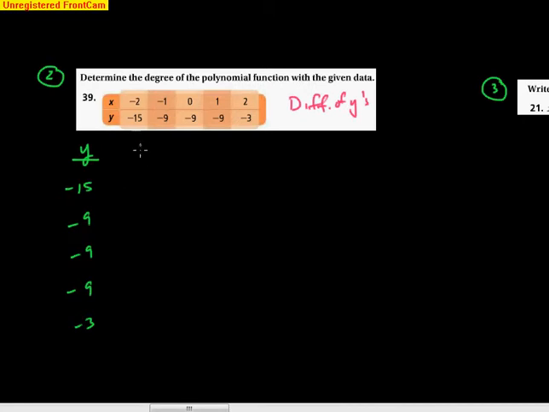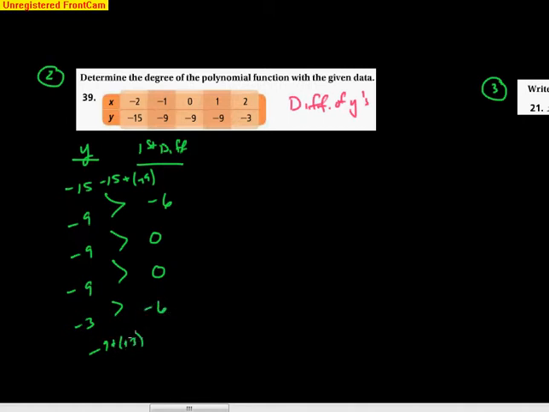And what we're going to do is we're going to find the first difference. And to find the first difference, we subtract negative 15 minus negative 9. That becomes plus plus. Negative 15 plus 9 is negative 6. And we do the same thing all the way down, right? Negative 9 minus negative 9 is 0. Negative 9 minus negative 9 is 0. Negative 9 minus negative 3, plus plus, is negative 6. So we notice the first differences are not the same.